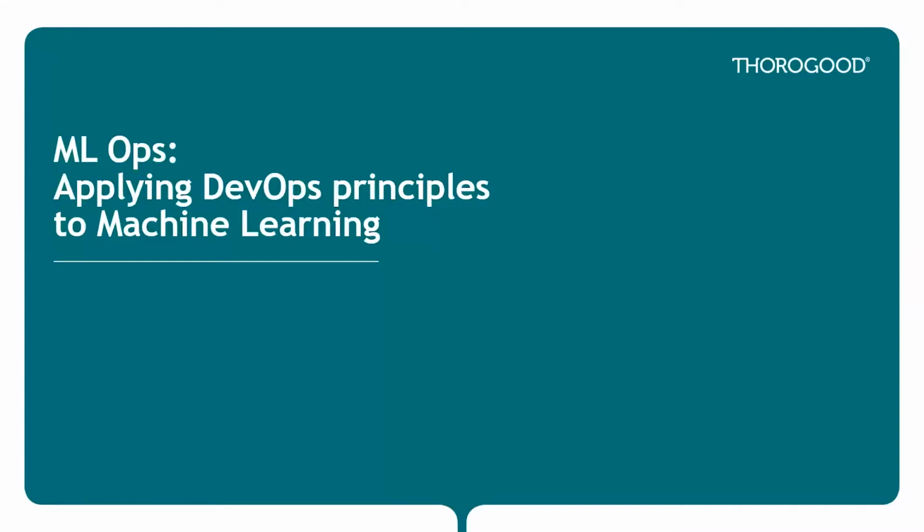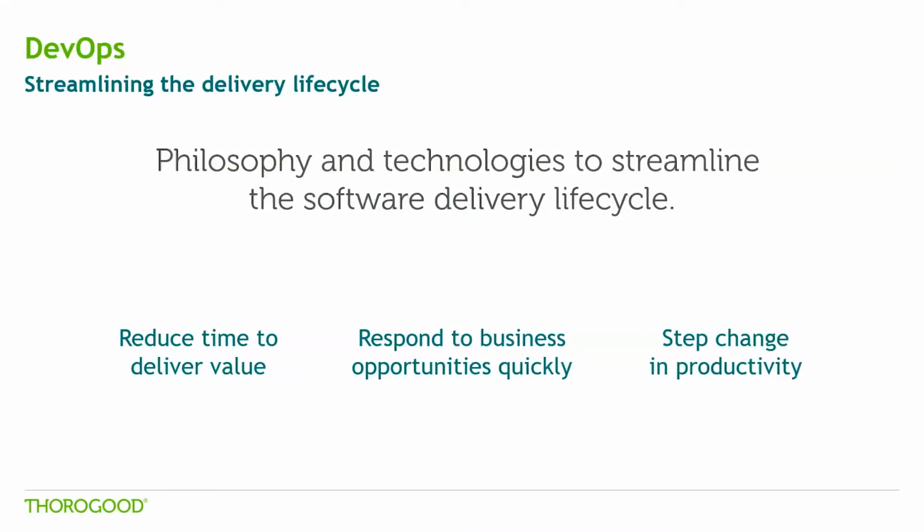So for today's topic, we're going to take a look at MLOps, which really is looking at how we apply DevOps principles to machine learning. A good place to start is to take a look at what we mean by DevOps. Take the definition here from that previous webcast that we've published on DevOps. That definition here is to position philosophy and technologies to streamline the software delivery lifecycle.